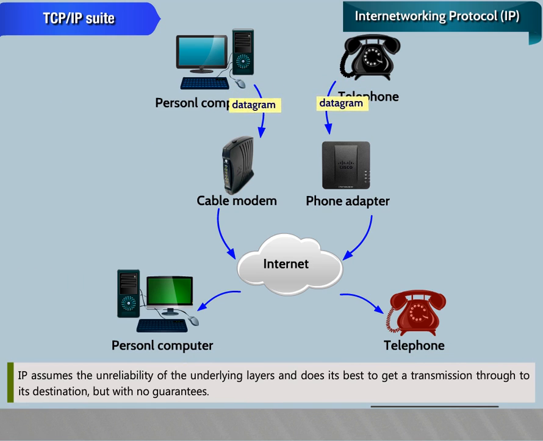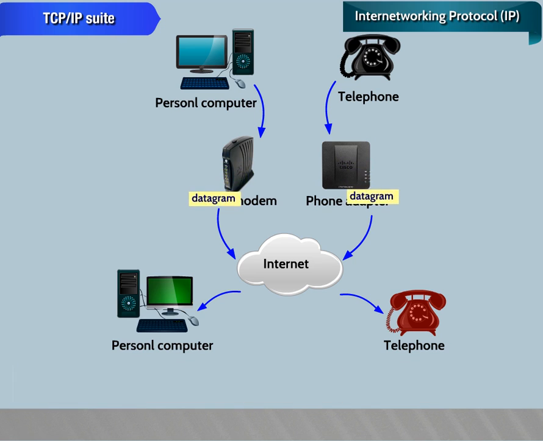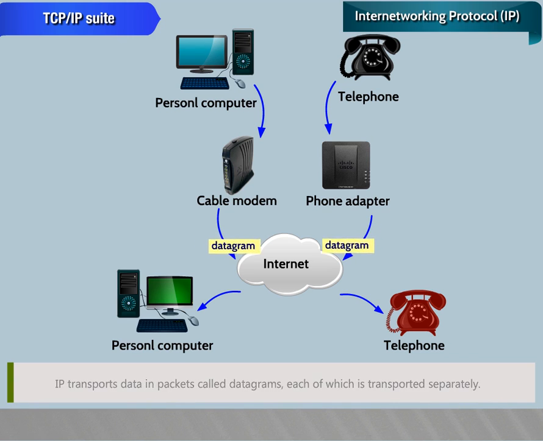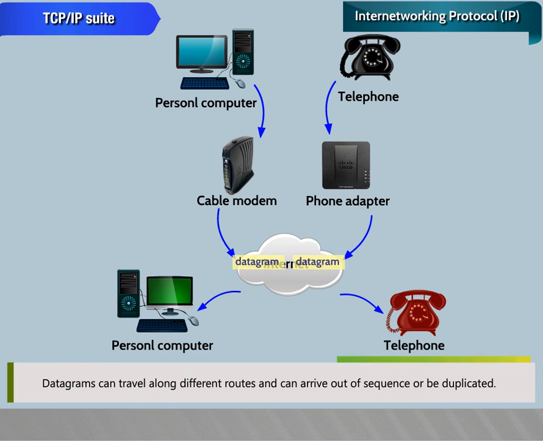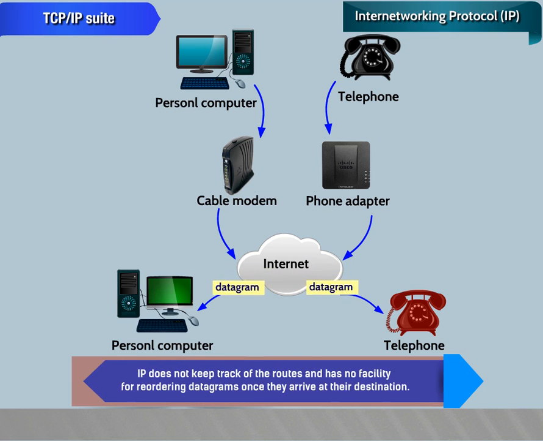IP assumes the unreliability of the underlying layers and does its best to get a transmission through to its destination, but with no guarantees. IP transports data in packets called datagrams, each of which is transported separately. Datagrams can travel along different routes and can arrive out of sequence or be duplicated. IP does not keep track of the routes and has no facility for reordering datagrams once they arrive at their destination.